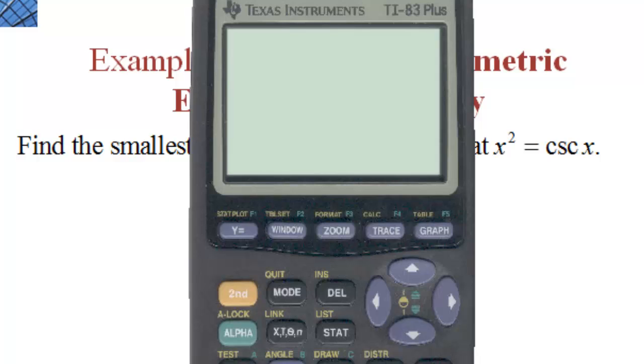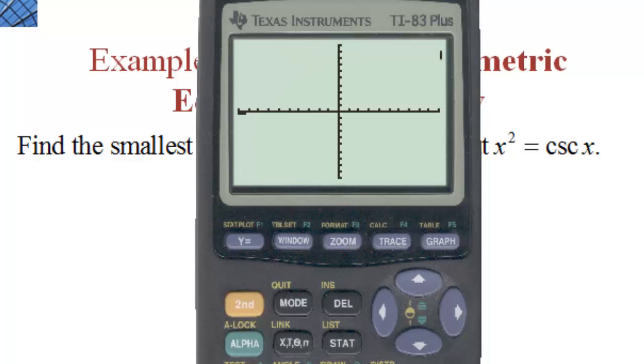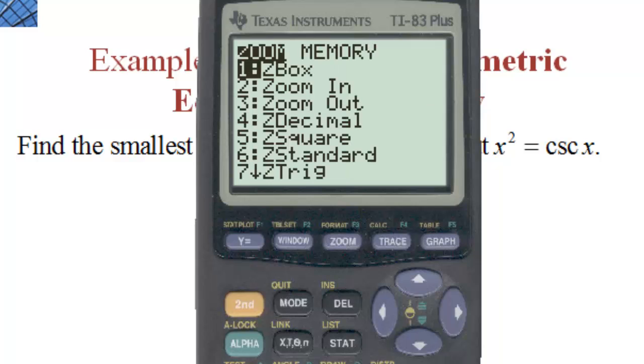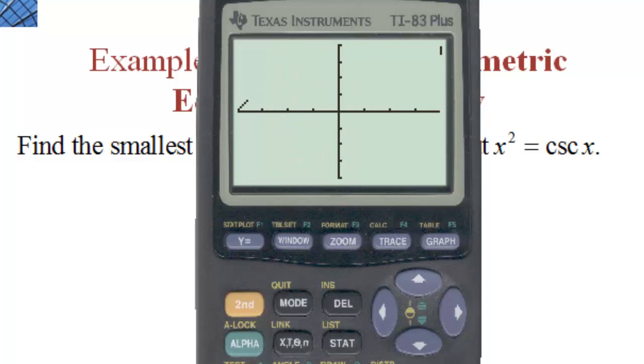So let's look at some trig functions on the calculator. Let's start off with sine of x and graph that. We don't get a whole lot on our standard square, and if you remember why, because sine oscillates between 1 and negative 1, and this is a 10 by 10 graph. So if we zoom in and go to 7, that will give us our trigonometry. And there we have a nice sine curve.